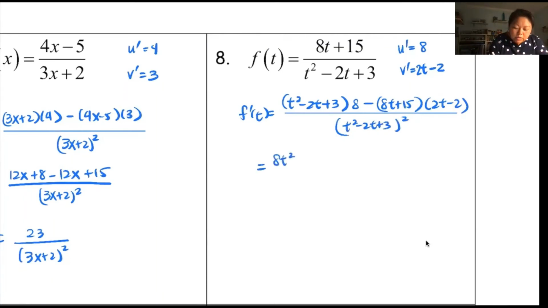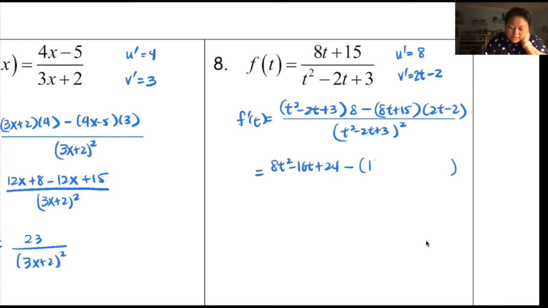So 8t squared minus 16t plus 24 minus, since there's so many terms here, I would suggest to go ahead and multiply the two terms out first, then distribute the minus, right? So you have 16t squared plus 30t minus 16, so plus 14t and minus 30, right? So again, I did the distributive property and multiplied those out. And then all over t squared minus 2t plus 3 squared.